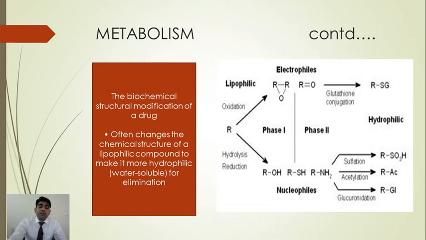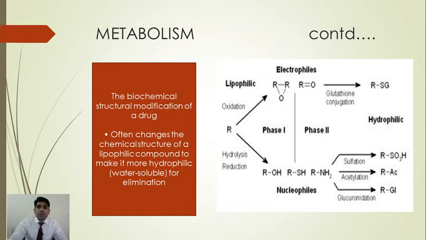So what does metabolism basically do with the drug? In metabolism, there are two phases, or two steps. One is phase 1 and the second one is phase 2. In phase 1, the chemical structure of the molecule gets changed with the help of oxidation, hydrolysis and reduction. These are the simple reactions which take place in the phase 1 reaction, and the molecule gets converted into either an electrophile or a nucleophile.